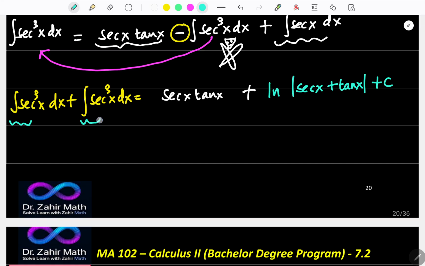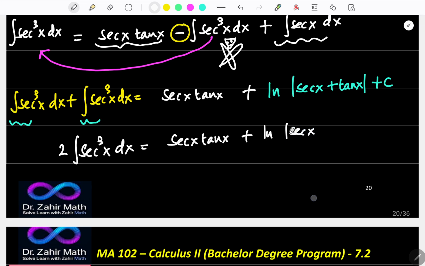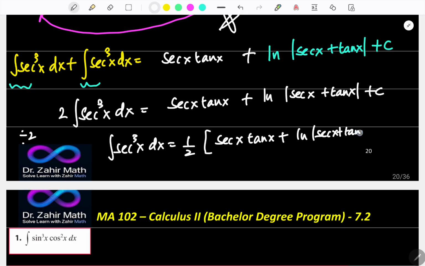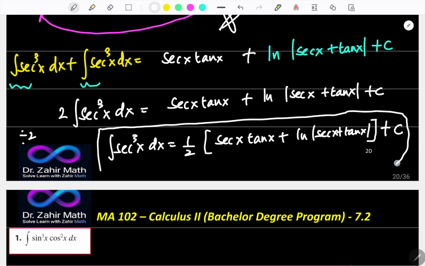Now 1 integral plus 1 integral gives what? 2 times integral secant cube x dx is equal to secant x tan x, right? And then plus ln absolute value secant x plus tan x plus integrating constant c. So finally, I'm going to divide by 2 because our question is what? Integral secant cube x dx, which is equal to 1 by 2, which is secant x tan x plus ln absolute value secant x plus tan x absolute value plus integrating constant c. You can put inside or outside, no problem. So this is going to become your final answer.